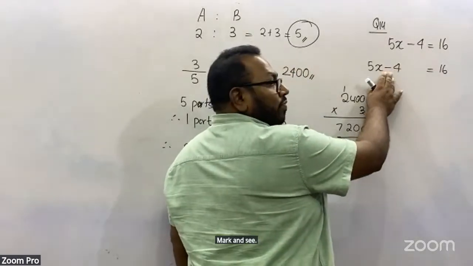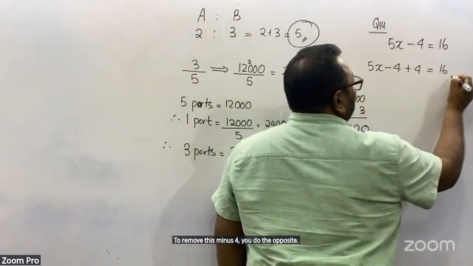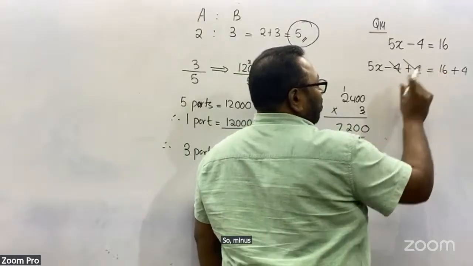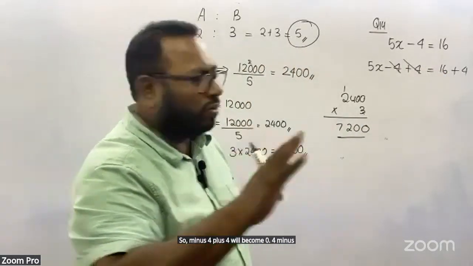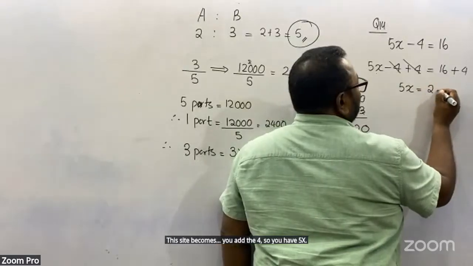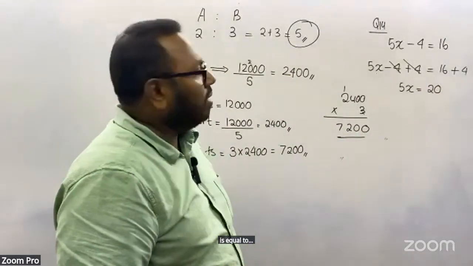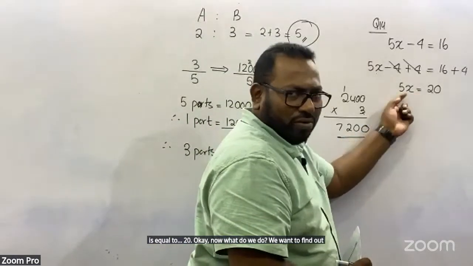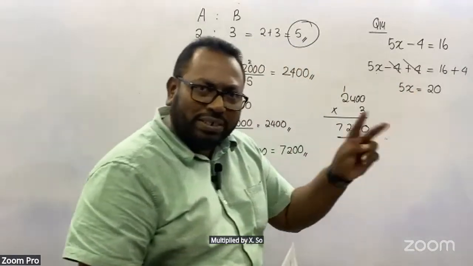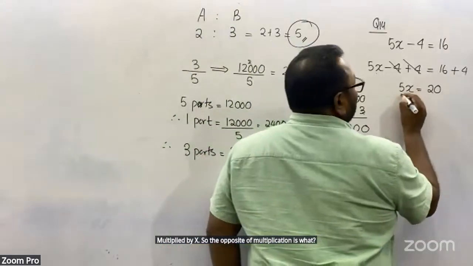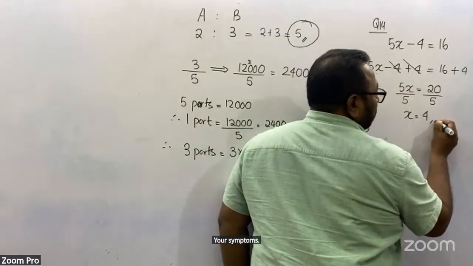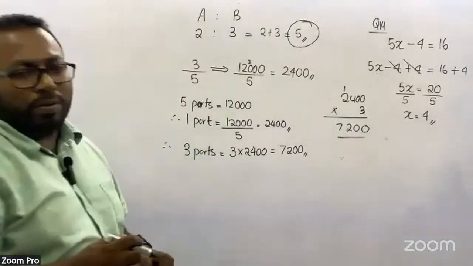To remove this minus 4, you do the opposite: plus 4. So minus 4 plus 4 will become 0. On this side, you add the 4. So you have 5x is equal to 20. Now we want to find out what x is. We have to remove the 5. This is 5 multiplied by x. So the opposite of multiplication is what? Division. Divide by 5. So x is equal to 4.